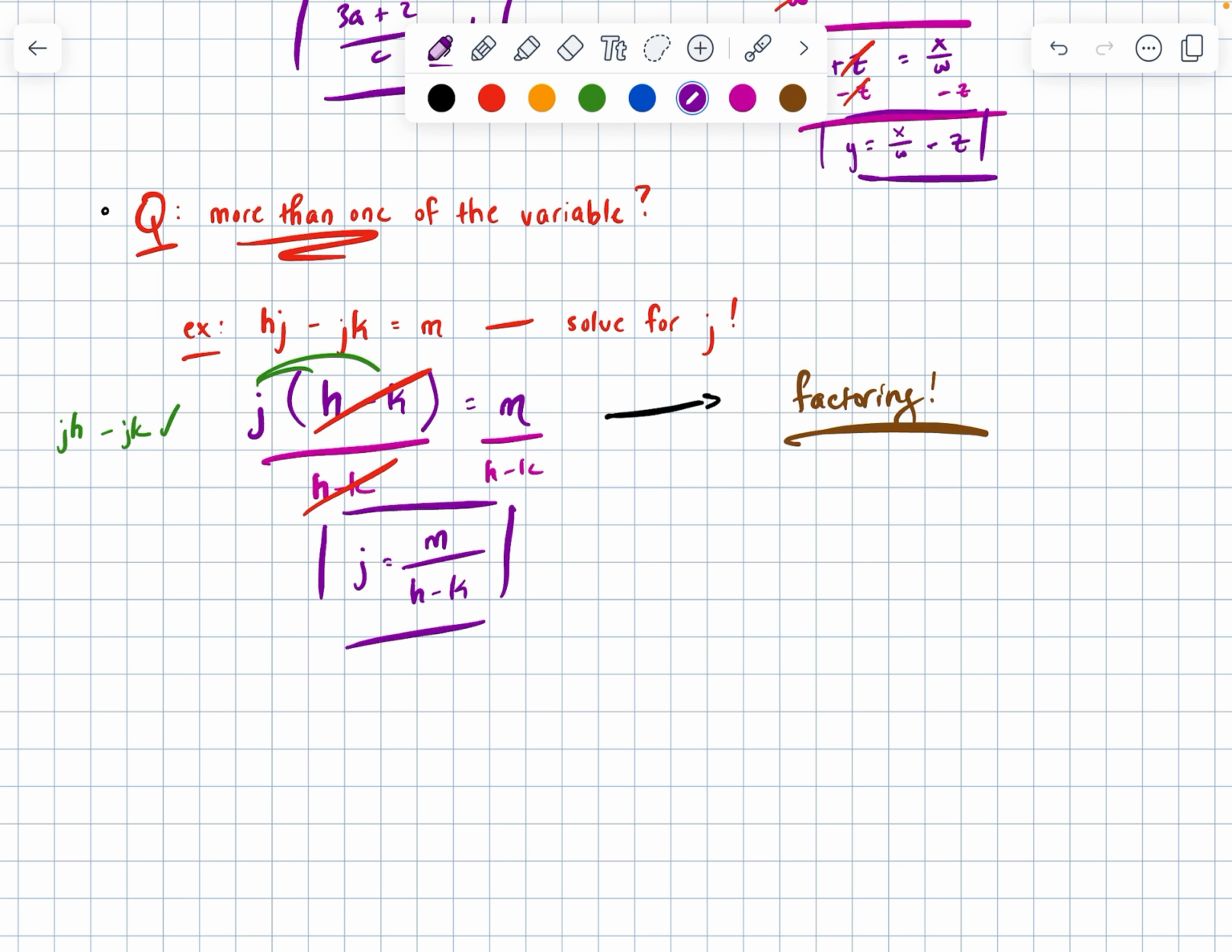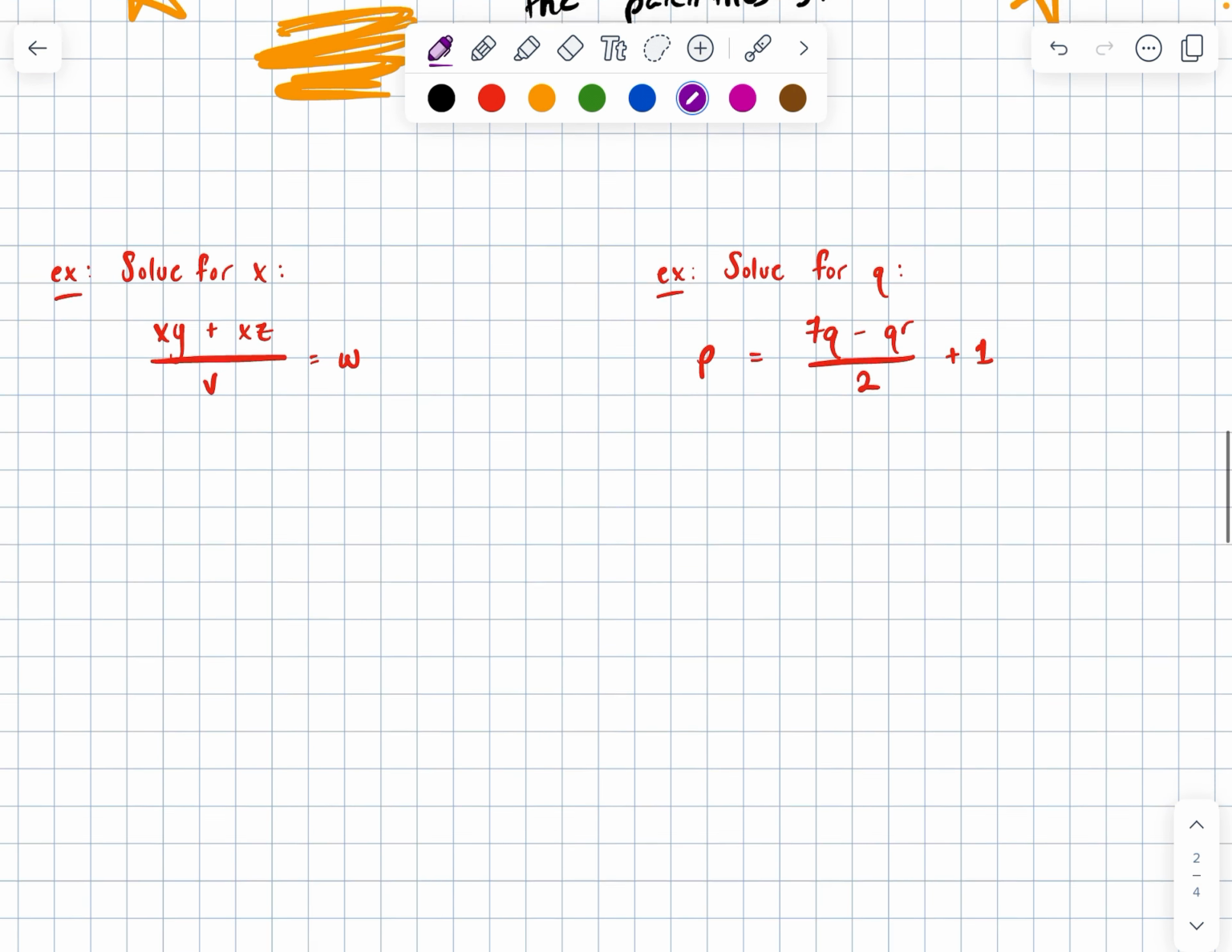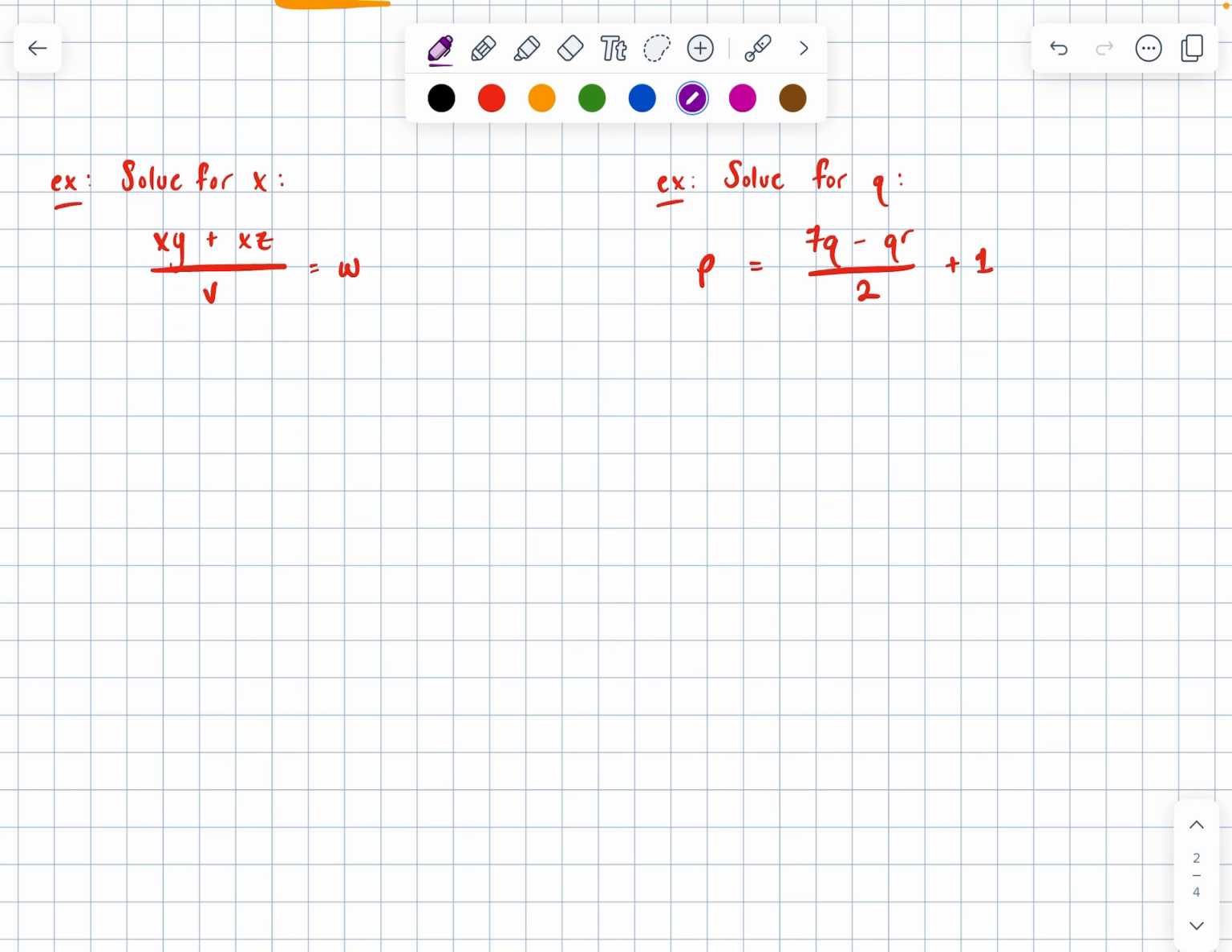So there's your idea. If I can factor out my common factor, then I can change something with multiple copies of my desired variable into something with just one. Let's do a little more practice.